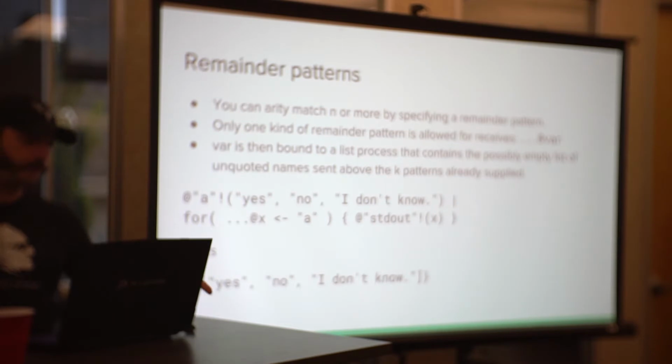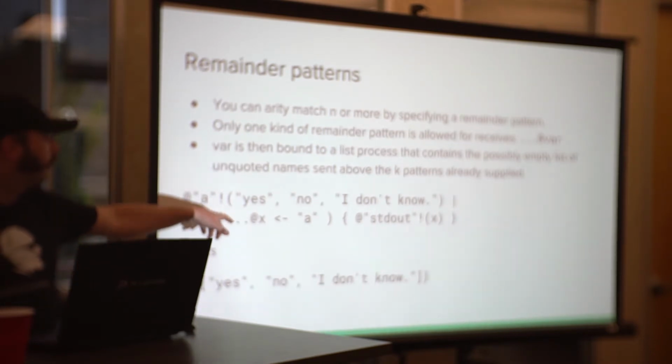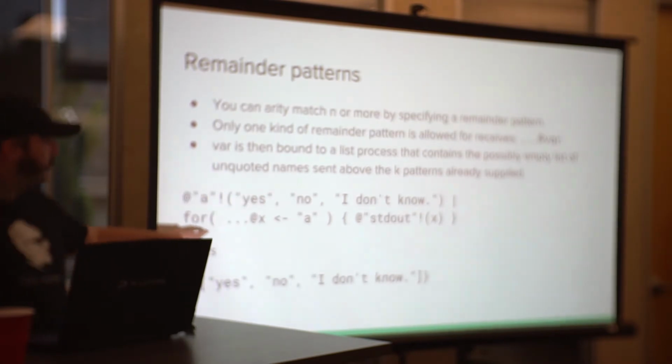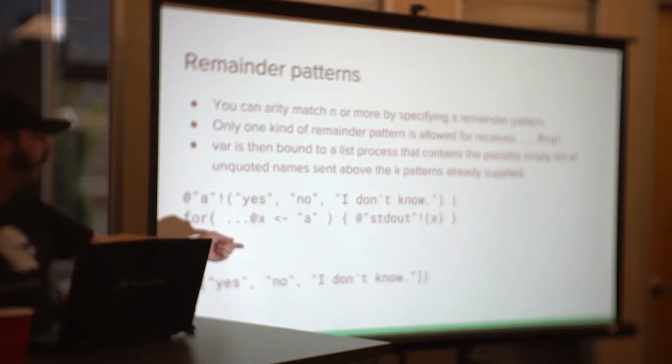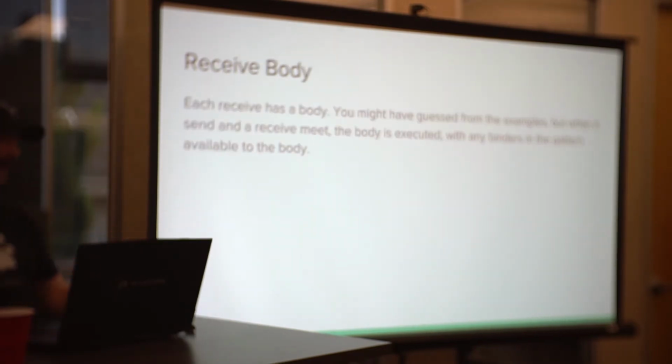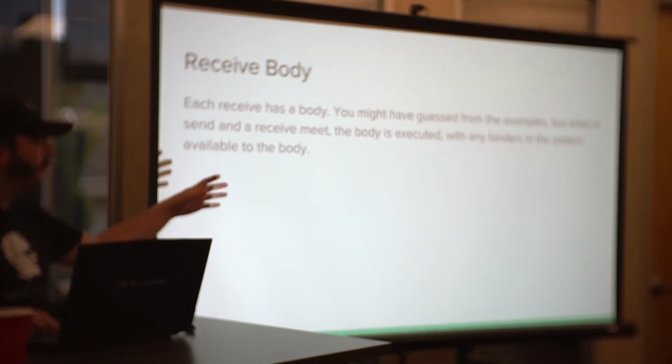So if we execute this example where we send on A, yes, no, I don't know, and we can say for remainder x from A, print out the x, and then you'll see that it's been turned into a list. Yes, no, I don't know. When we decide that the patterns in the receive match the data in the send, the data in the send is considered consumed and it goes away from where we're tracking what's available. Any binders in the pattern are made available within the body. So you can think of it like a function call or a let statement even.